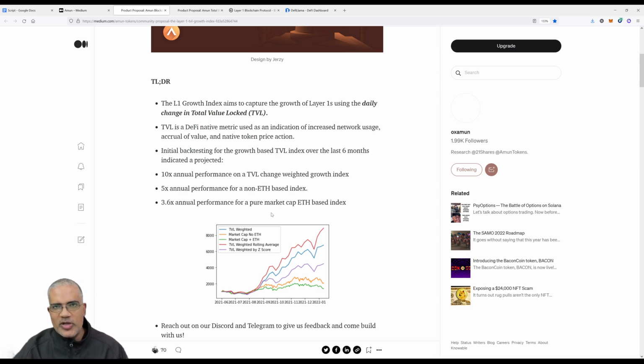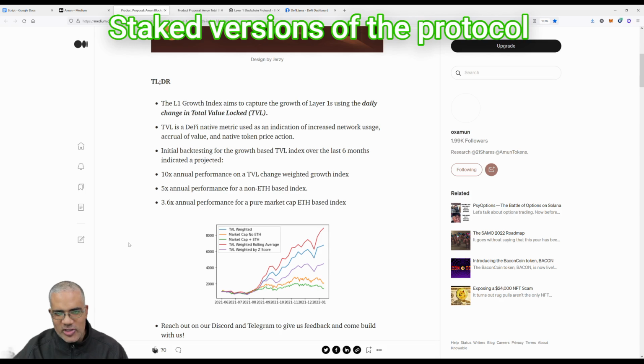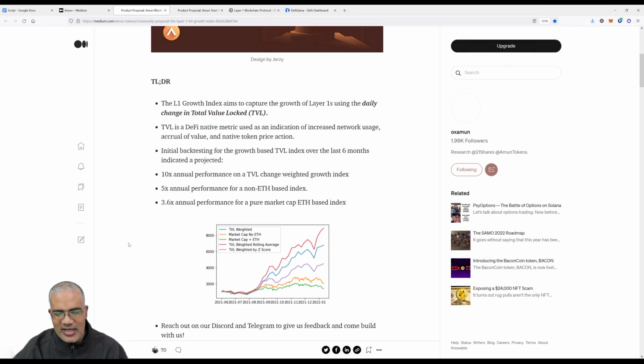And then the next thing we want to talk about is how is this different? There are layer one products out there, quite a few index companies out there. So why is this different? If you put money into this layer one product, you will be holding the staked versions of the product. So for Sol, you have MSOL, which is Marinade staked Solana. So you get interest on your index token, which is fantastic.